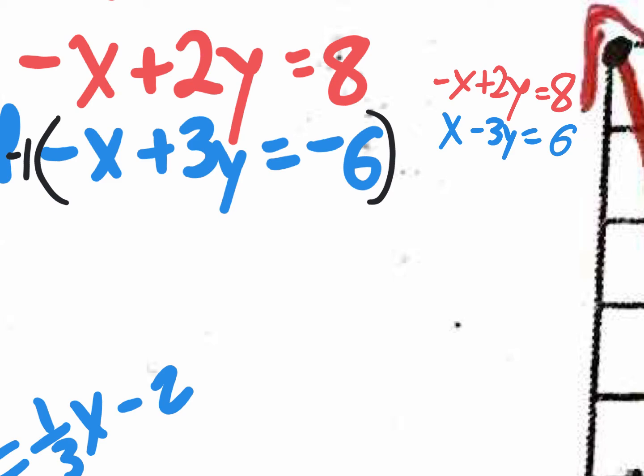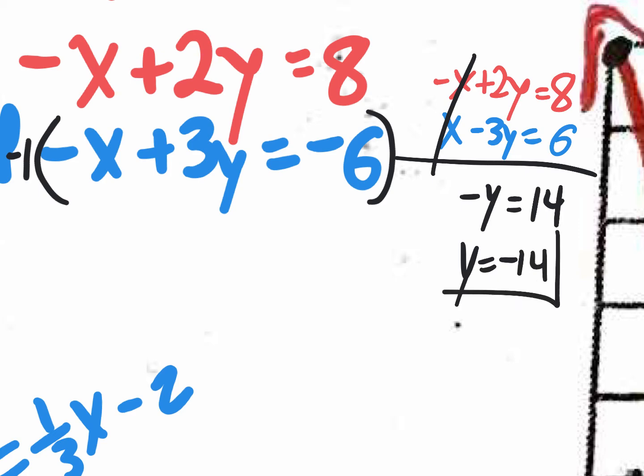And now we are able to combine the lines. The x's cancel. We end up with negative y equals 8 plus 6, which is 14. So y equals negative 14. We have one answer. We need the other. All we have to do is plug it back into any equation. It could be the original ones in slope-intercept form, or I would just work with this system that we have here. Okay, so y is negative 14.